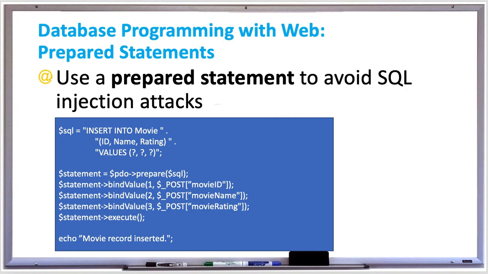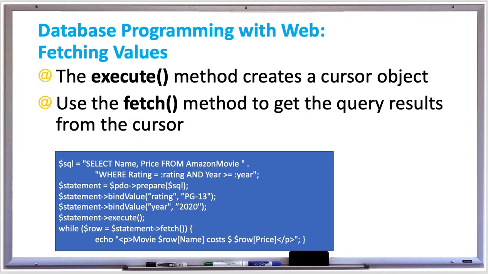The execute function executes the SQL statements with the bound parameters, and if there is an error, it'll throw a PDO exception. So in this example, we're executing the insert statement. In your PHP web page, let's say it's called addmovie.php, it should then display a confirmation message that the movie was inserted into the database. After you have some data in your database, you might want to fetch those values.